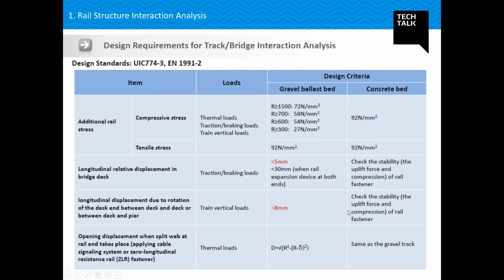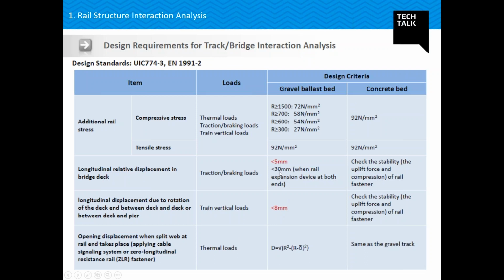Okay, so these are the few things which we need to check. Just to sum it up, we are doing RSI analysis to find the additional stresses coming in my rail due to braking, vertical and traction loading, and temperature loading. Another thing I need to ensure is the serviceability condition of my deck. The longitudinal relative displacement in the deck should not be greater than 5 mm, and the displacement due to deck rotation should not be greater than 8 mm.